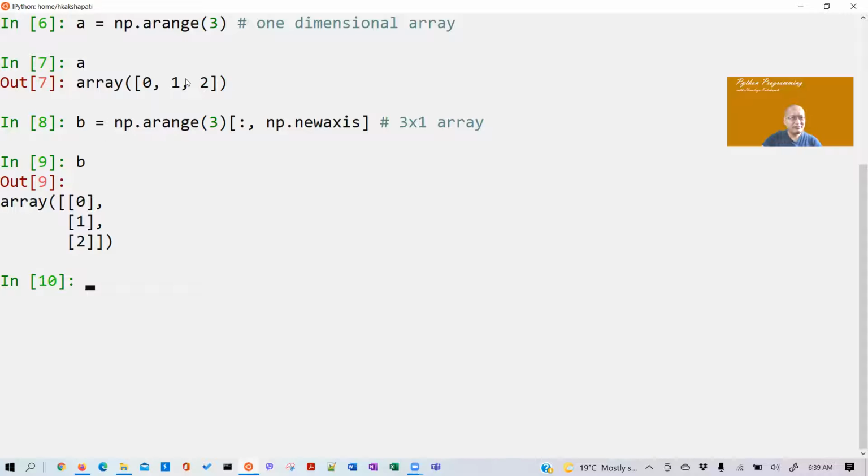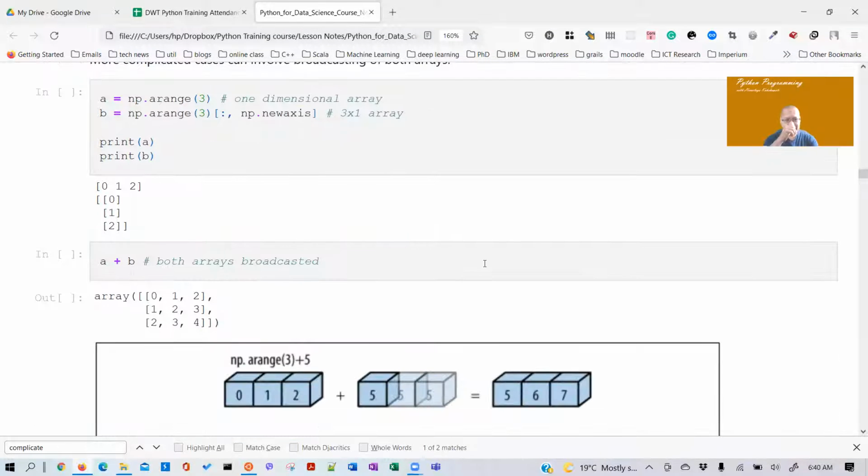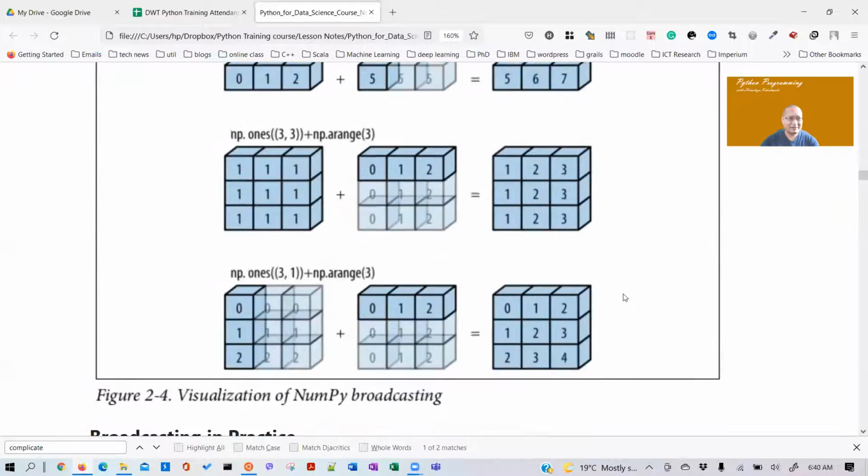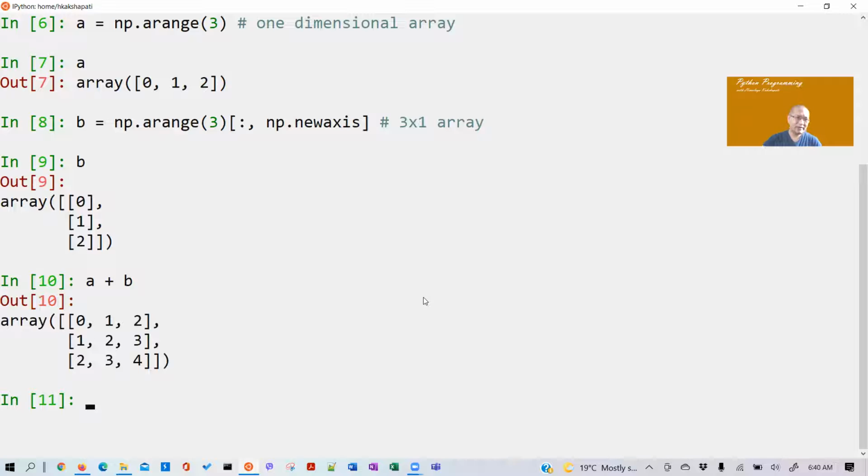But can we, for example, multiply these two? Let's try that. So we have these two arrays. What we can do is add them together, multiply, do a lot of things. If I do A plus B, the shapes are different, but can we still add? Yes, of course. So this is what happens.